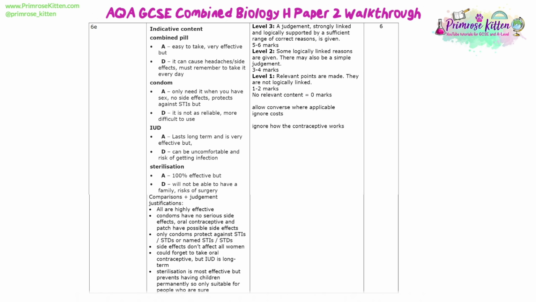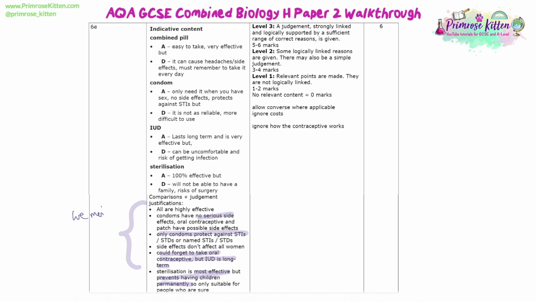Okay, so for the last question, there's a lot here. We've got a levelled answer. So you get nothing for no relevant content. You will get 1 to 2 marks if you made relevant points, but they weren't linked. You'd make some logical points and a simple judgment, but without justification gets you 3 to 4. And then a judgment strongly linked and logically supported by a sufficient range of correct reasons gets you to 5 to 6.